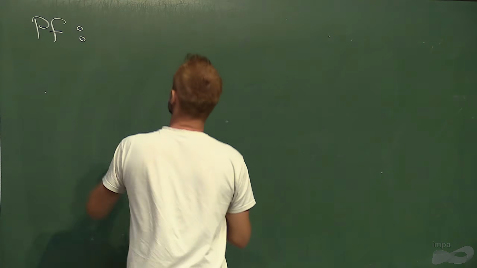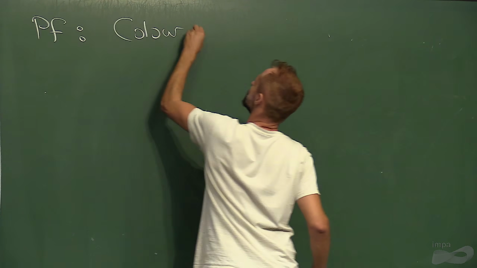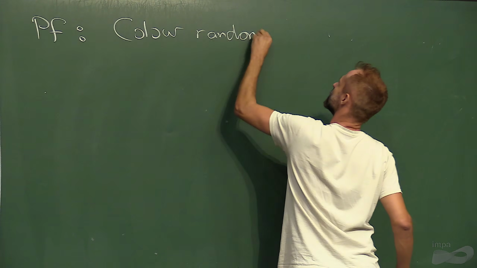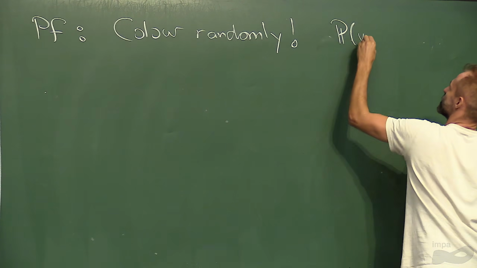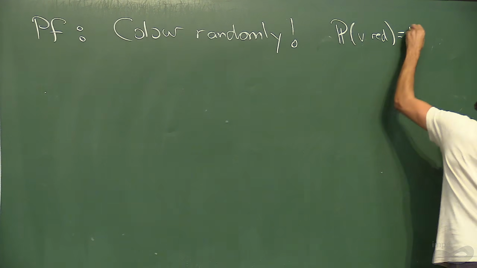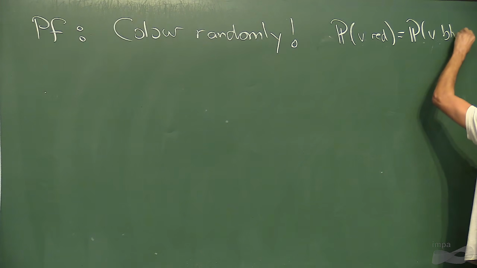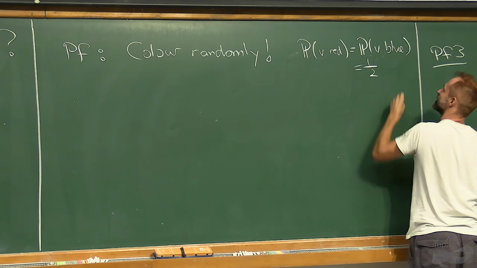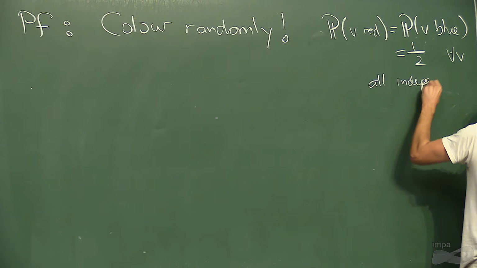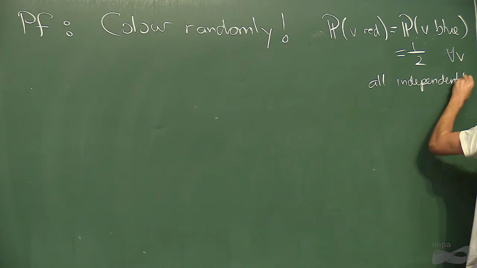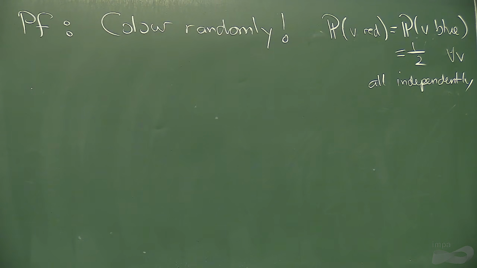So color randomly. Let's say the probability that v is red equals the probability v is blue equals a half for all v, and all independently. Which is the same as saying every coloring is equally likely. Okay. And now what?